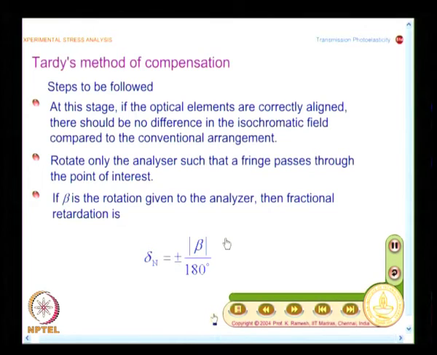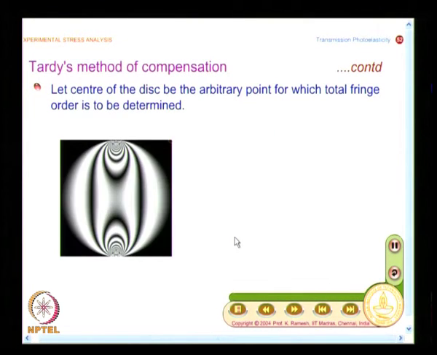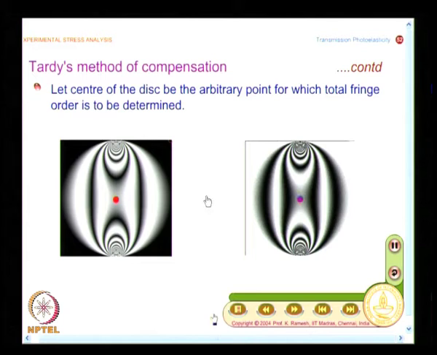And I have also cautioned, whatever I do in a compensation technique, it pertains to the point of interest from the point of view of data interpretation. That will become more clear when you look at the Tardy method of compensation. And what we are going to do is, rather than taking an arbitrary point, we will take a very convenient point for finding out the total fringe order.